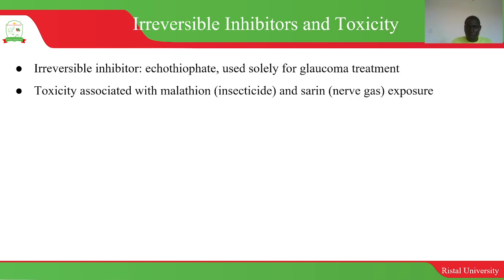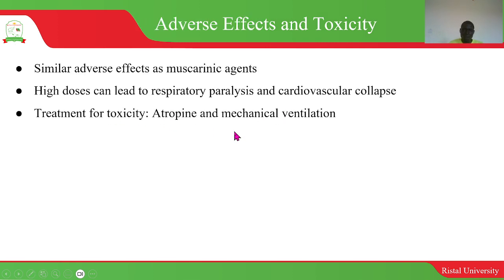Let's look at irreversible inhibitors and toxicity. Irreversible inhibitors such as ecothiopate are used solely for glaucoma treatment. Glaucoma is a condition affecting our eye where there is increased pressure within the eyeball, leading to a condition called glaucoma. Toxicity is associated with malathion, an insecticide, and sarin nerve gas exposure. So still, this one can also be used in this particular condition.